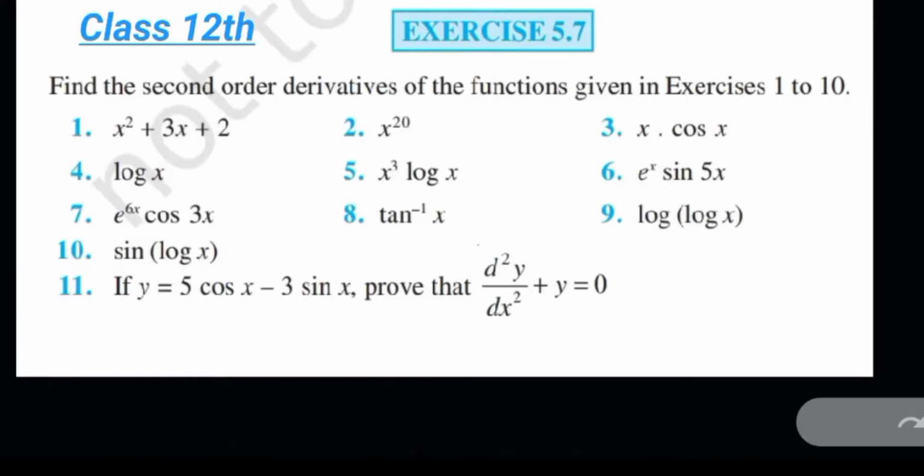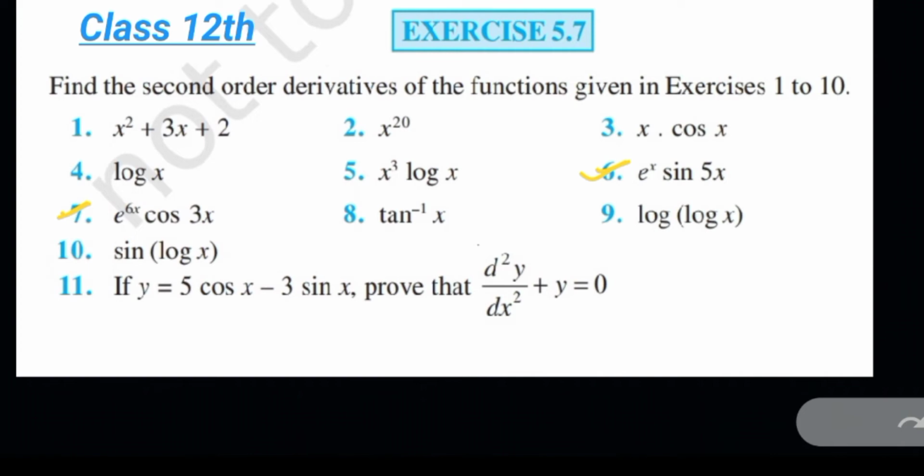Hello students, in this video we are going to discuss exercise 5.7. This is part 2 of exercise 5.7. We have made part 1 of this exercise solution from question number 1 to question number 5. We have discussed that in part 1. In this part 2 we will discuss question number 6 and question number 7.